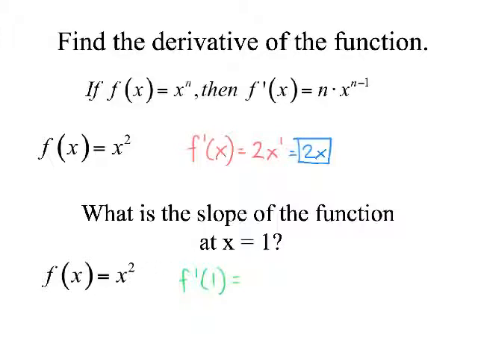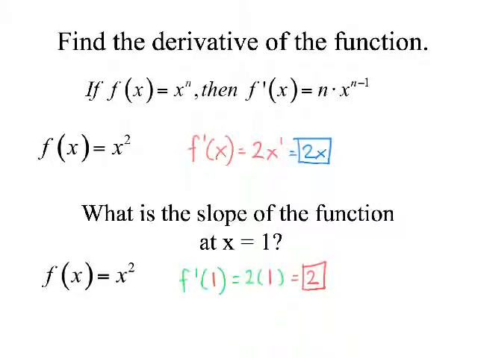So if we simply use the function 2 times x, and again, 1 is the number we're plugging in for x, we get 2 times 1 is 2. So what that is saying is the slope of x squared at 1 is 2. And that slope is the instantaneous rate of change. AKA, if you drew a graph, the tangent line would have a slope of 2 at 1 for the function x squared.